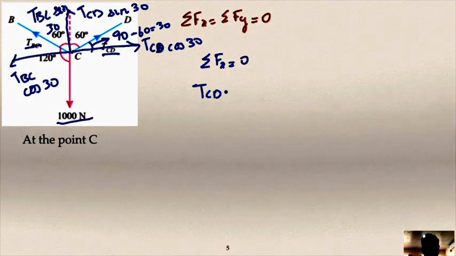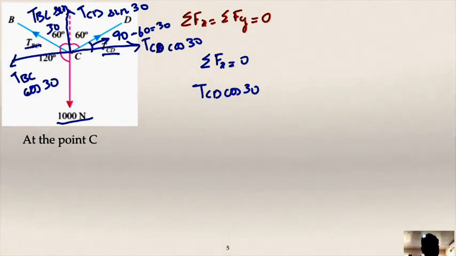So if I go for the condition sigma Fx is equal to 0, it's very simple. It's TCD and then TBC cos 30. TCD that is present over here is positive because it's lying on the positive side of the x-axis. So it's very simple. TCD cos 30, and then this force is there on the negative side of the x-axis. It's going to be minus TBC cos 30, and then that is equal to 0.